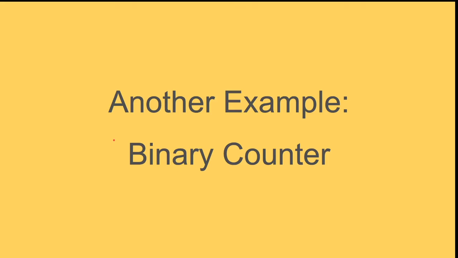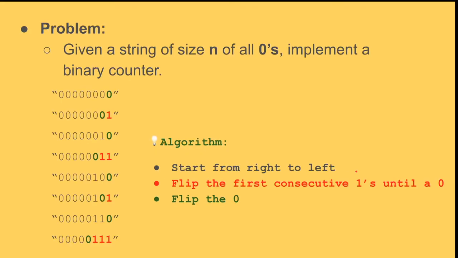Let's talk about another example, binary counter. So here's the problem. Given a string of size n of all zeros, implement a binary counter. Remember, these are strings, these are not integers. So my string first is all zeros, then it has to be 1, then it becomes 10, then 11, and so forth. So the algorithm, if you notice, is that start from right to left, flip the first consecutive ones until you see a zero.